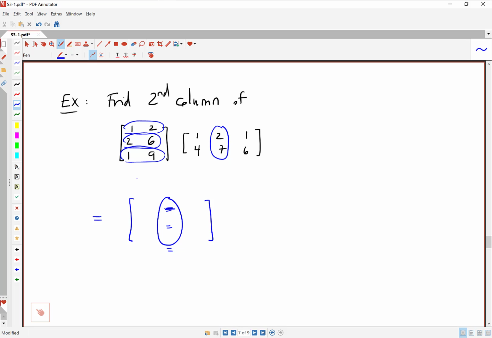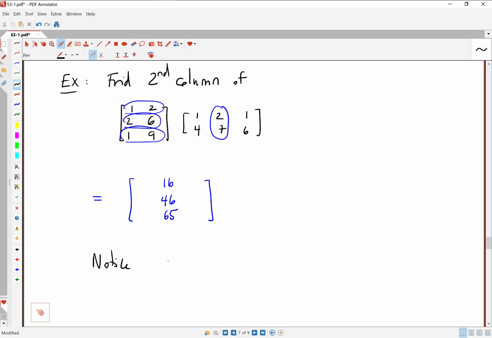But this entry here, it's highlighted, is coming from row 1 with column 2. This one's coming from row 2, column 2, and this one's coming from row 3, column 2. So we're just figuring out which dot products we need to form. All right, so let's calculate those. So (1, 2) dotted with (2, 7) is going to give us 16. (2, 6) dotted with (2, 7), that's going to be 4 plus 42, 46. And then 2 plus 63 is 65. So there we've got our second column.